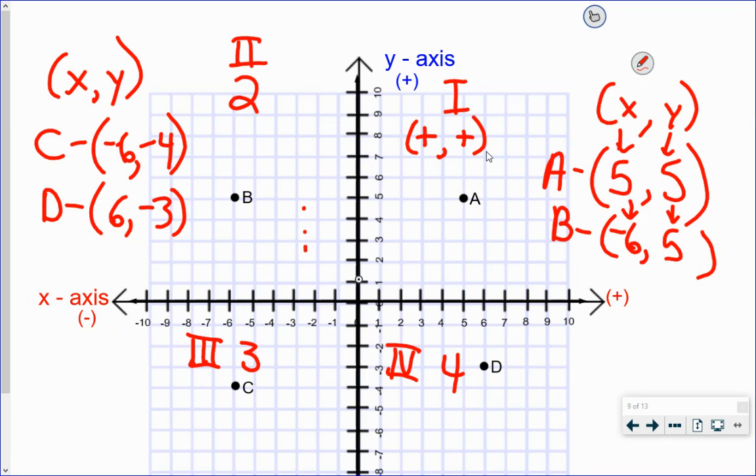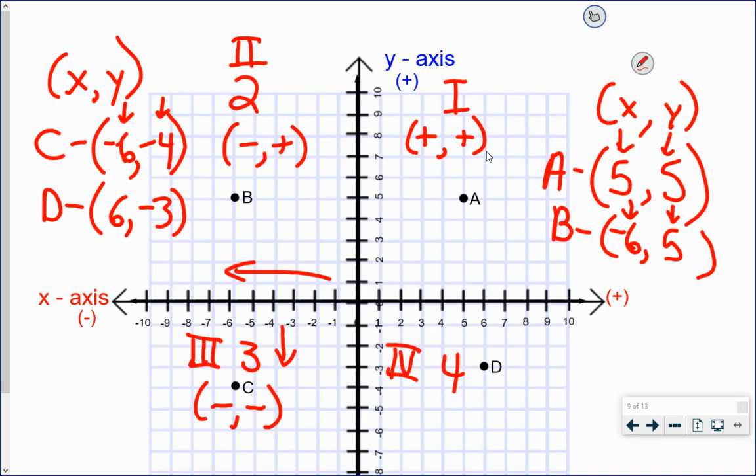And where is point C? Point C is in quadrant 3 because x is negative since I went left on the number line, and y is negative since I went down on the number line. So x is negative, y is negative. I'm in quadrant 3. This one's negative for both x and y.